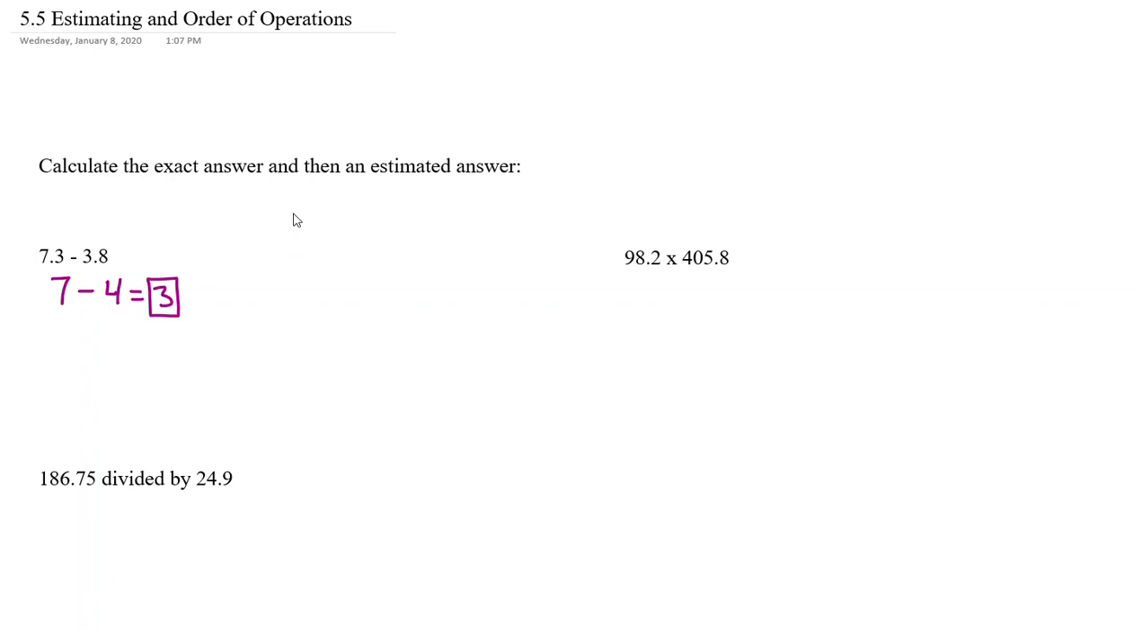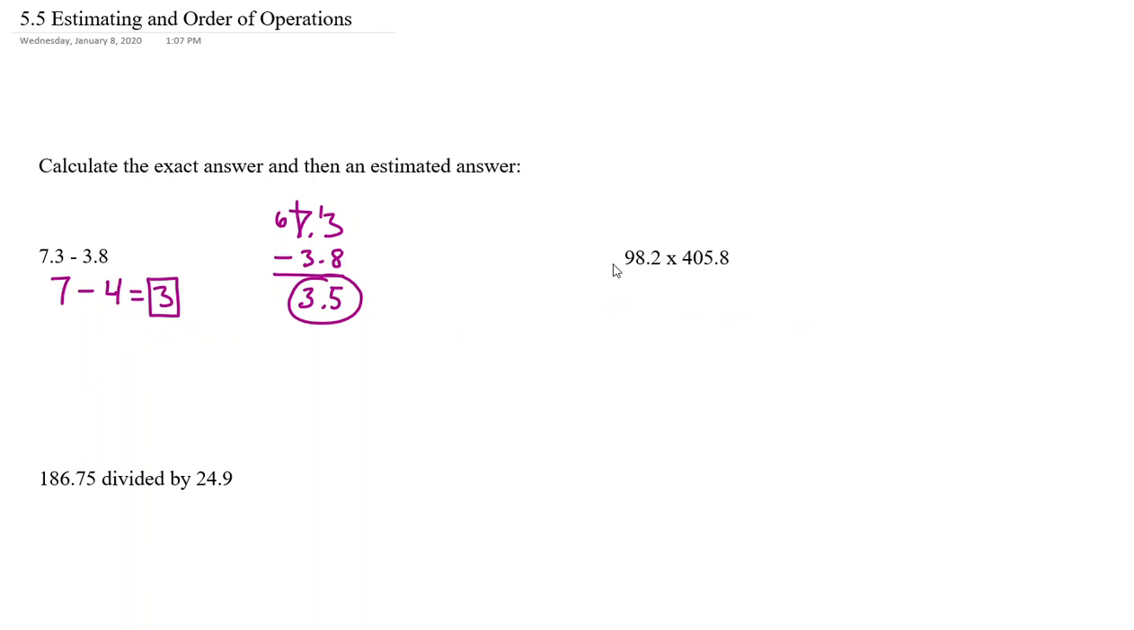Now let's do the real problem and just check and see how that estimate worked for us. So we're going to subtract. We'll borrow from the 7, make it a 6, and carry the 1. 13 minus 8 is 5, and 6 minus 3 is 3. So the real answer is 3.5, and our estimated answer is 3. So it's close, but understand it's off. So estimating can get your answers off.